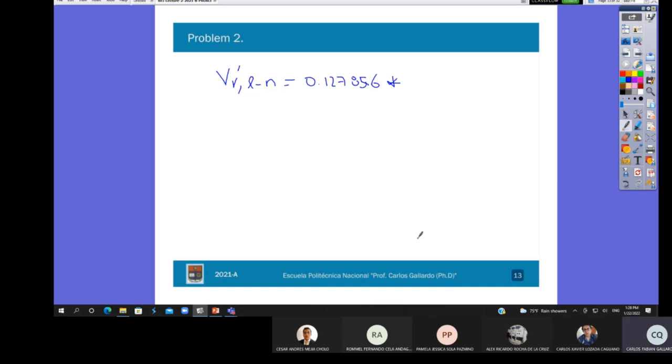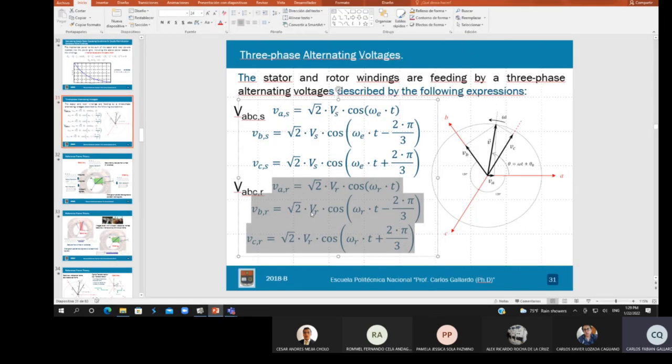Okay, times the base. I will use the same base. So what is the base? Do you remember? We have already computed this value. It is 398.372. Therefore, for the rotor, the actual value is 50.934,134. Okay, because I have a three-phase system, once again I will use these formulas.